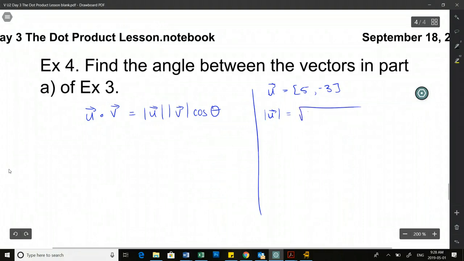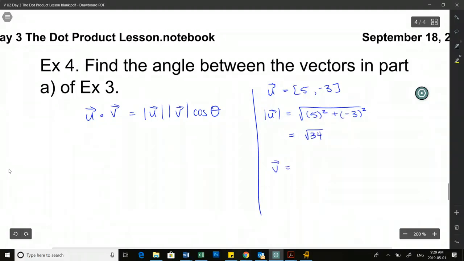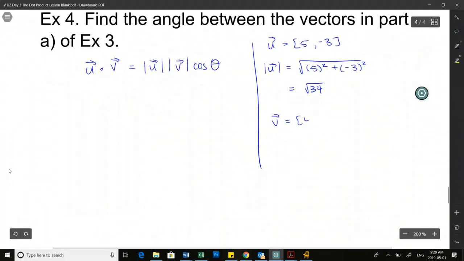Yep. Okay, so I'm squaring each component, adding them together, and square rooting the whole thing to get that magnitude. We'll just leave this as an exact value. So you should get root 34 for that, 25 and 9. Then I also want to find the magnitude of v because that's also in my dot product formula. So v was 4, 7, and we're going to use our magnitude formula for that as well. So I'm getting 49 and 16, which is root 65.